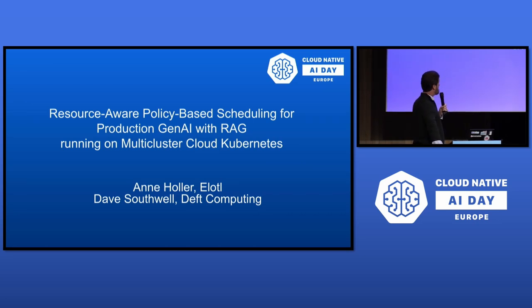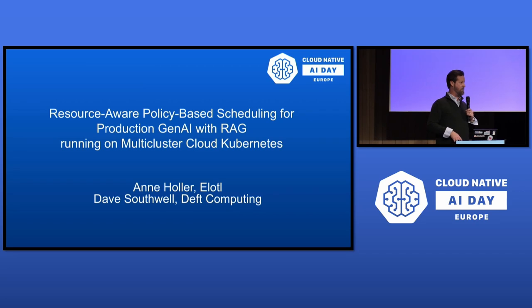It's a very long title, so I forgive you if you haven't read through it all, but you're probably familiar with all the terms. We're going to talk about resource-aware, policy-based scheduling for production GenAI with RAG. We've heard a lot of other talks today about different ways to deploy your AI-powered workloads, but I don't think any of them have specifically gone towards how you might do it in production. And the whole idea behind this talk was how could you develop a reference architecture implementation for how you could deploy your production AI workloads. And that's what we're proposing here.